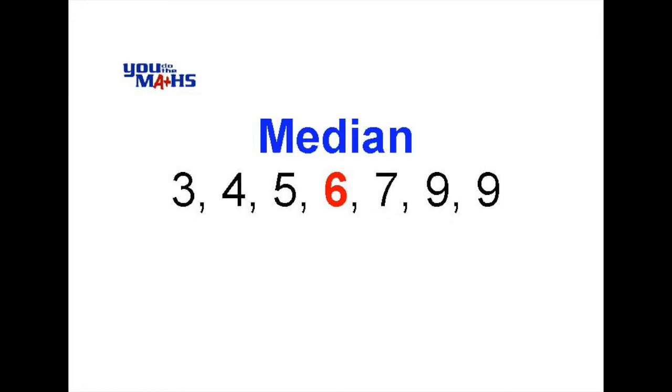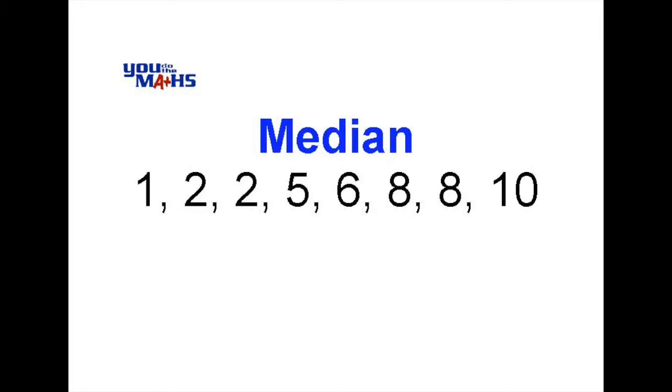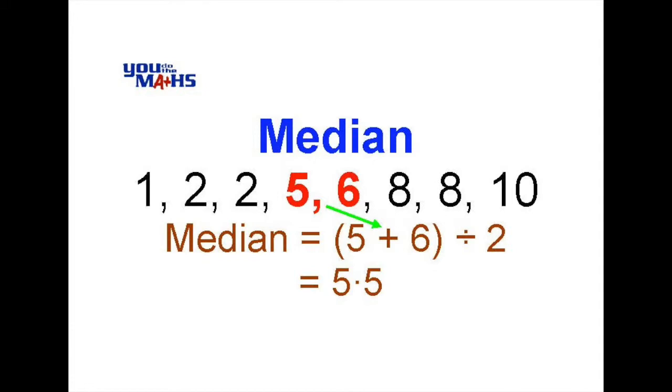If there's an even number of scores, like this group of scores here, there's no one score that's in the middle. If we find where the middle is, it's partway between the 5 and the 6. So 5 and 6 are the two middle numbers, but the median is an actual number. So how we find it is we add those two middle scores together and divide by 2, kind of like finding an average of those two middle scores.